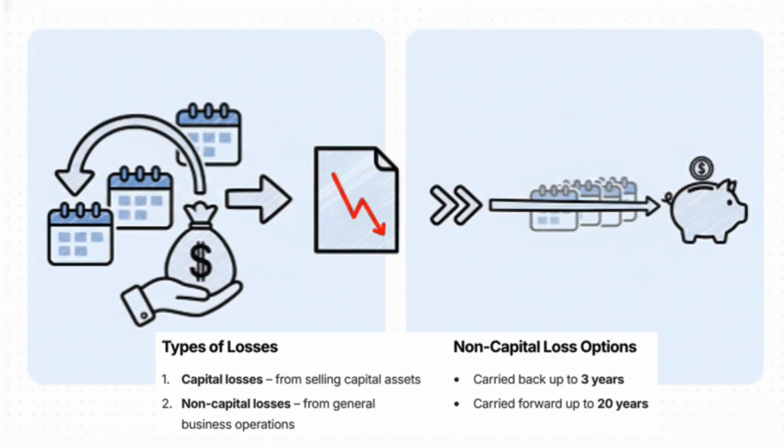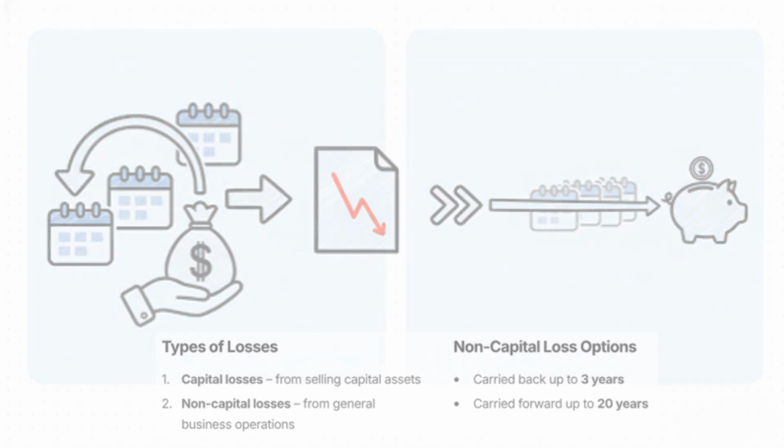On one side, they can carry that loss back up to 3 years. They can apply it against profits they made back then and get an immediate tax refund, that's cash in the bank right now. The other option, they can carry it forward for up to 20 years to reduce taxes on future profits. It's kind of like a tax-saving coupon to use down the road.